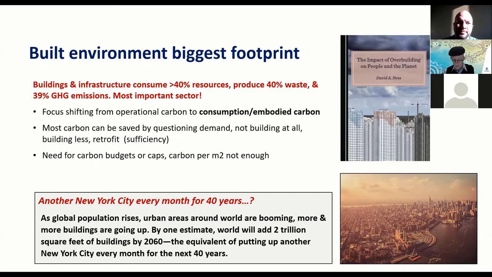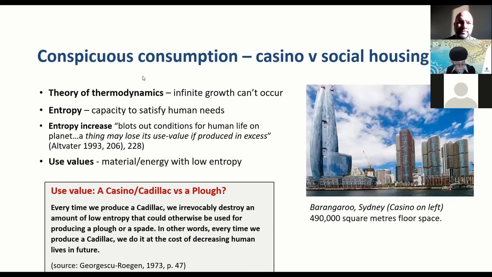Just quickly moving on, conspicuous consumption: a casino versus social housing. You may have heard of the theory of thermodynamics. There's an author, Georgescu-Roegen, who wrote a long time ago, in 1973, about this, and it's all about how infinite growth cannot occur due to the first and second laws of thermodynamics. In every irreversible transaction, such as mining, quality is destroyed forever, or entropy, that word entropy, which is the capacity to satisfy human needs. And another author, Altvater, wrote, entropy increase blots out conditions for human life on the planet.